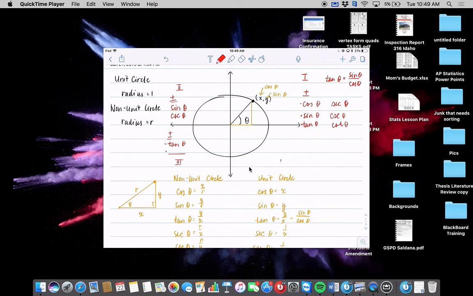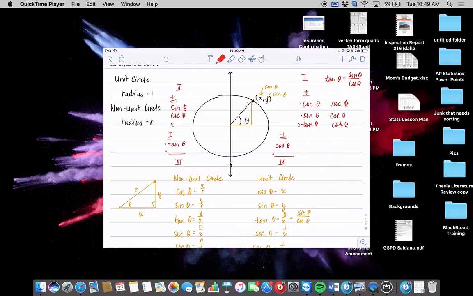All right, in quadrant 4, same idea. Remember in this case, we have that cosine is positive, but sine is negative. So your positive ratios are going to be cosine of theta and its reciprocal, whatever its reciprocal is.